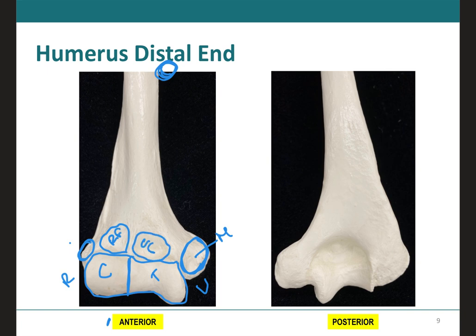On the posterior view, I can clearly see that this is posterior because of this big depression over here. Notice how this depression is way bigger than these two depressions right over here. And this is called the olecranon fossa. And I know that the big bump over here is going to be medial. So this is your medial epicondyle. And on the lateral side, this would be your lateral epicondyle. So these are the bone features that you need to know for the humerus.